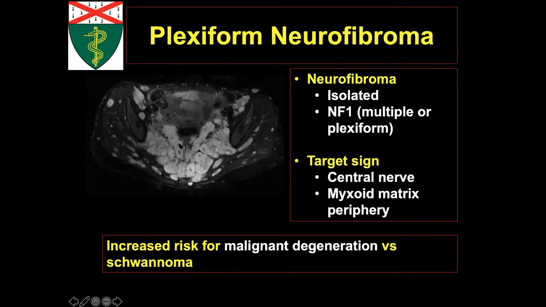So when you see that sort of target sign, that's also been described on ultrasound and other modalities, you've got to think about, could this be a nerve sheath tumor? Compared to schwannomas, neurofibromas and certainly plexiform neurofibromas have an increased risk for malignant degeneration.